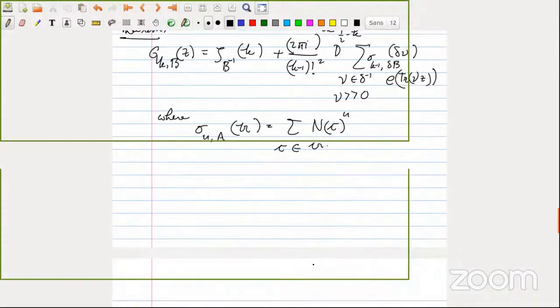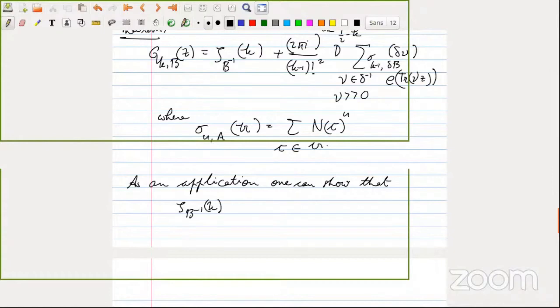And what it allows us is that as an application of this, we can show that these zeta values, zeta_{B inverse}(1 minus k), are not integral but are inside the rationals.